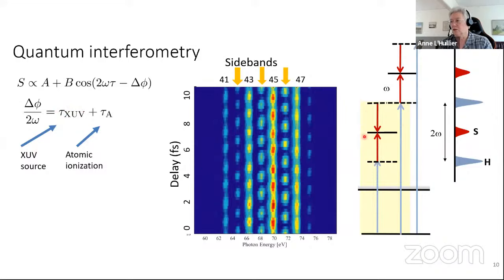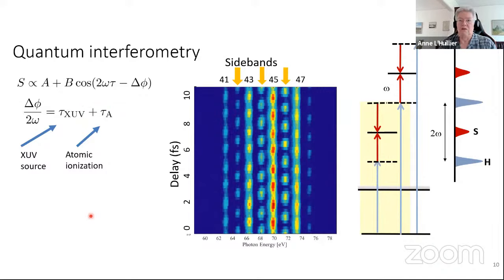If you look at our quantum interferometer here, the signal that you get, or the oscillation, depends on the phase of the different harmonics. And this leads to this delay, which is nothing else but the group delay of the attosecond pulses. And then we have a term coming from the ionization process, which contributes with a certain phase, so that we have this phase minus this phase here. So we have a delay here related to atomic ionization.